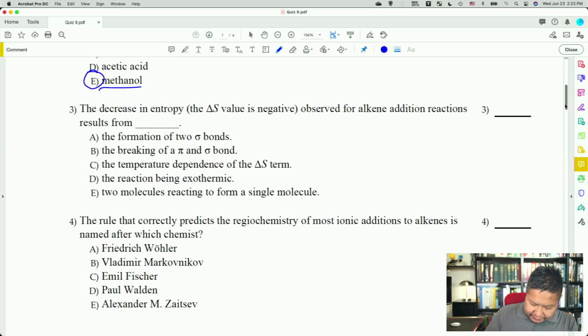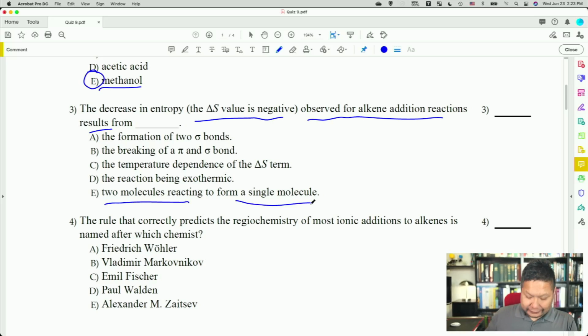Next, the decrease in entropy, where the delta S value is negative, is observed for alkene addition reactions that result from what here? It would be two molecules acting to form a single molecule, right? Because then we are decreasing disorder. We're getting more ordered when we go from two things to one thing. So the answer there is E.